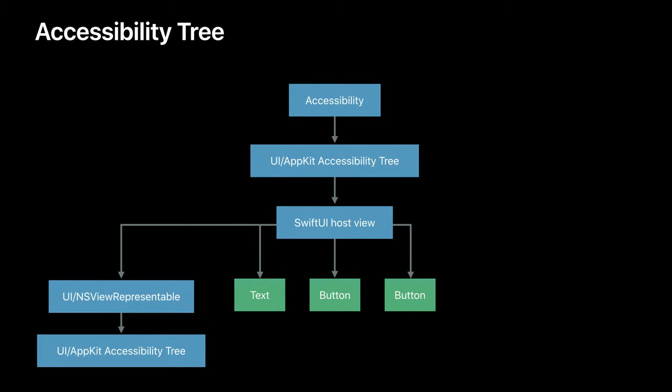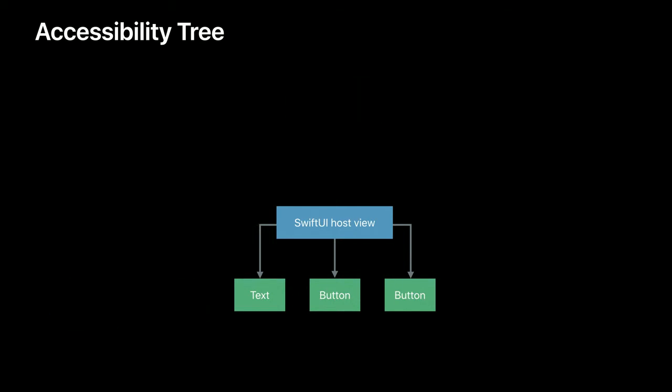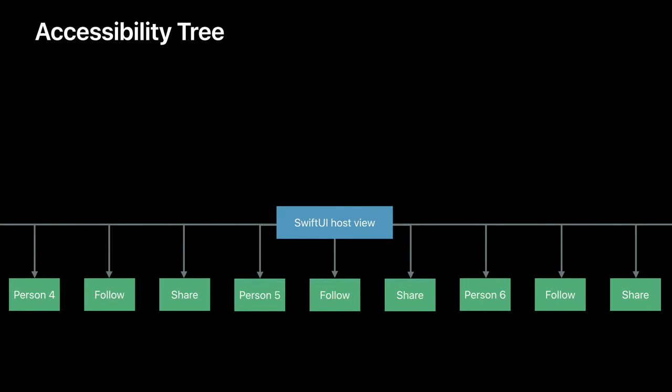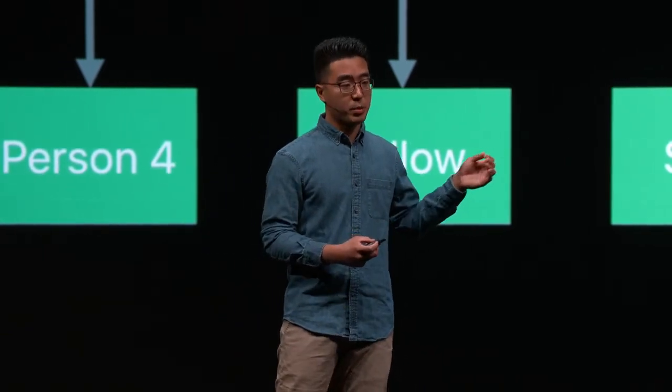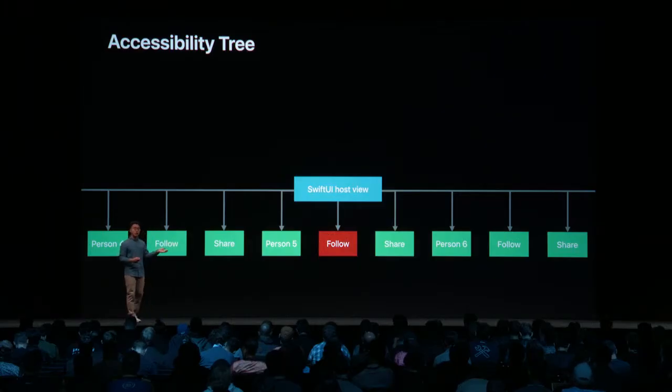So let's take a look at our example again. The table cell itself has 3 accessibility elements. VoiceOver will navigate these in order, and this works great if you have only 1 cell. But it's more likely that you'll have hundreds of these in your app. And as you can see, there are a ton of elements in this tree, and it doesn't seem very useful to have a lot of repetitive information with the follow and share buttons. If you landed on this follow button, how would you know if it was for person 5 or person 6? There's no context here unless you look around. But we can make this a lot simpler.